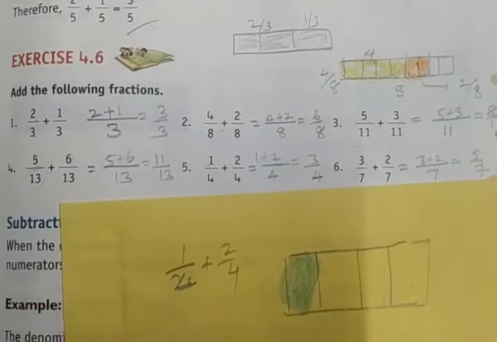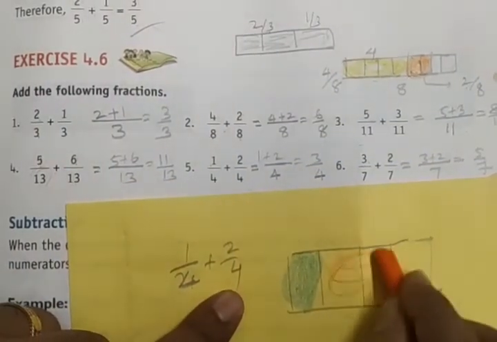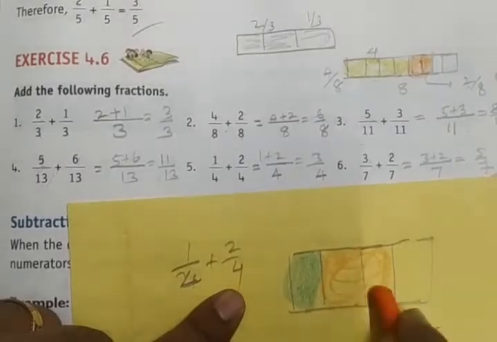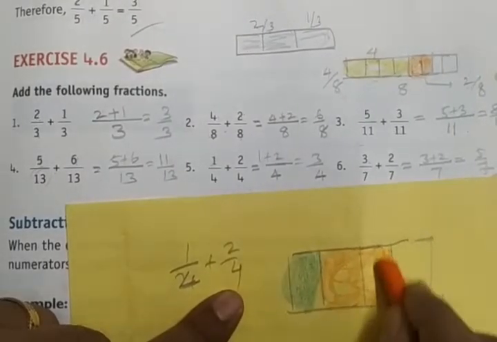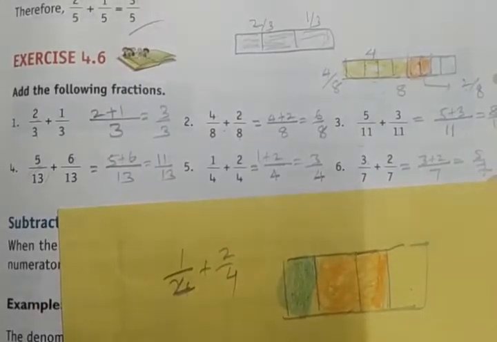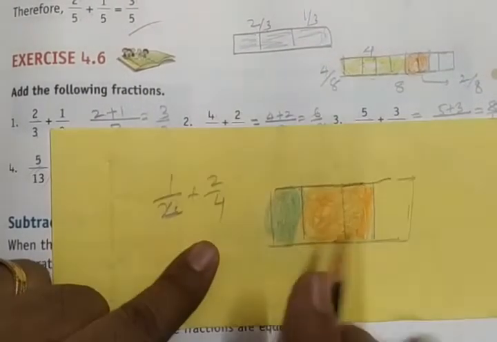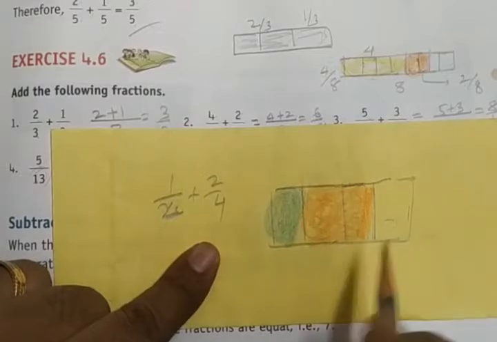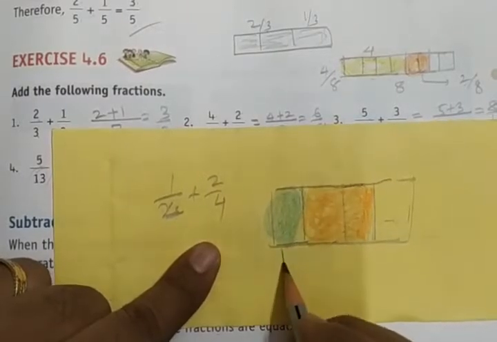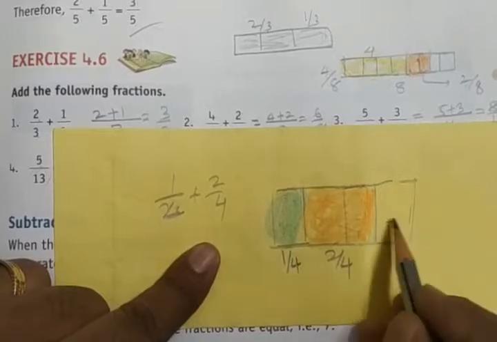1 of 4. Then 2 of 4. This is 2 of 4. Okay? 2 portions of 4. Right? One whole is divided into 1, 2, 3, 4. So out of it, this fraction is represented by 1 by 4. This fraction is represented by 2 by 4.